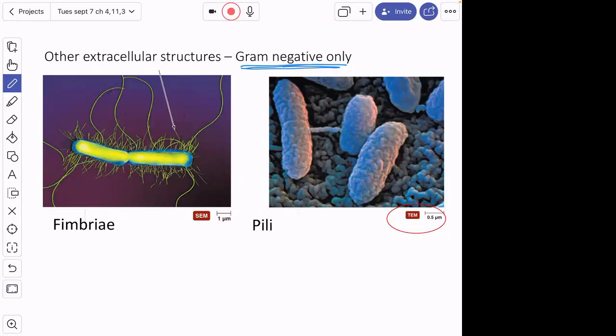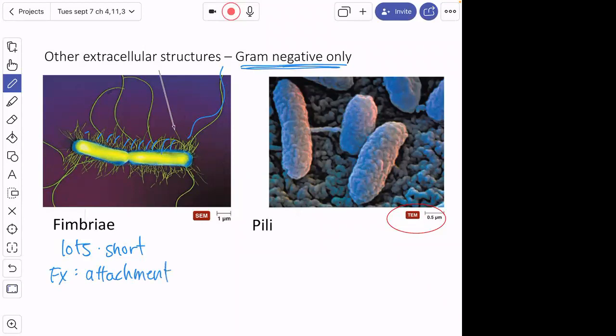But typically, if we call them fimbriae, there's lots of them. So in this picture here, the really long things are flagella, but all these little short hair-like things around the cell, those we would typically call fimbriae. There's lots of them and they're short. The function of fimbriae is typically for attachment.